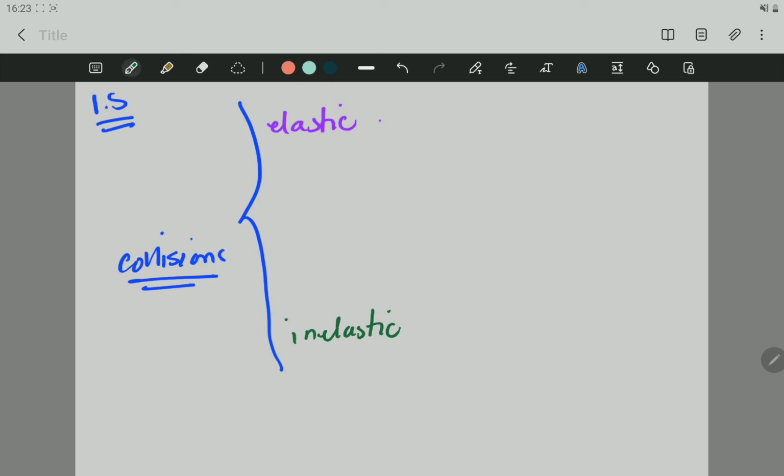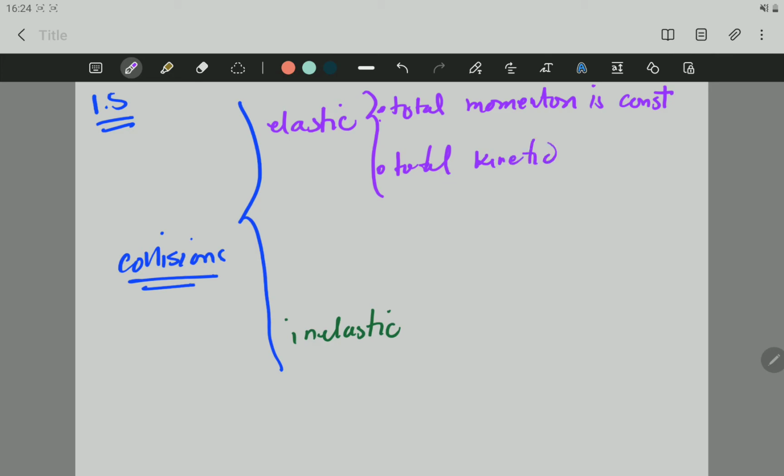Inelastic. Now, when is a collision elastic? Well, a collision is elastic when the total momentum is constant or conserved, and when total kinetic energy is also constant. So a collision is elastic when total momentum is constant as well as total kinetic energy.